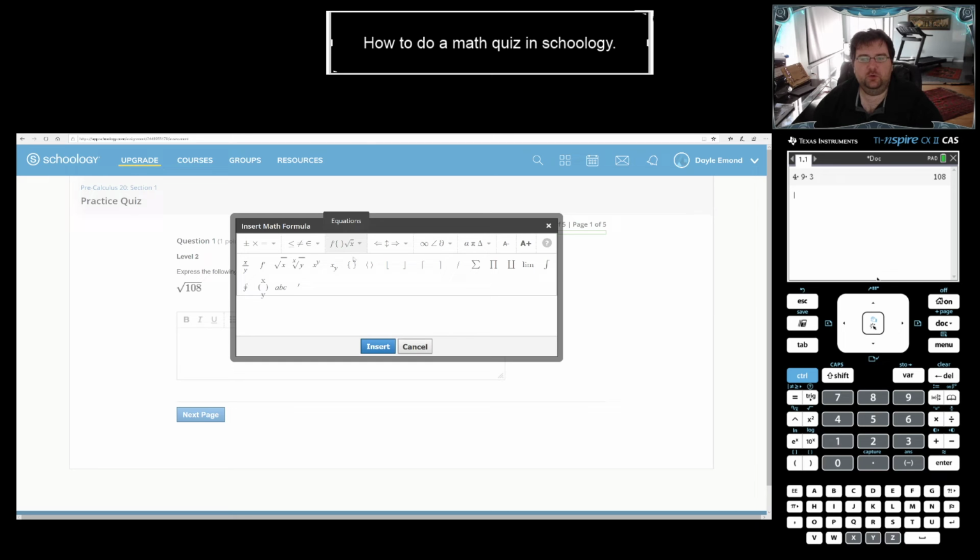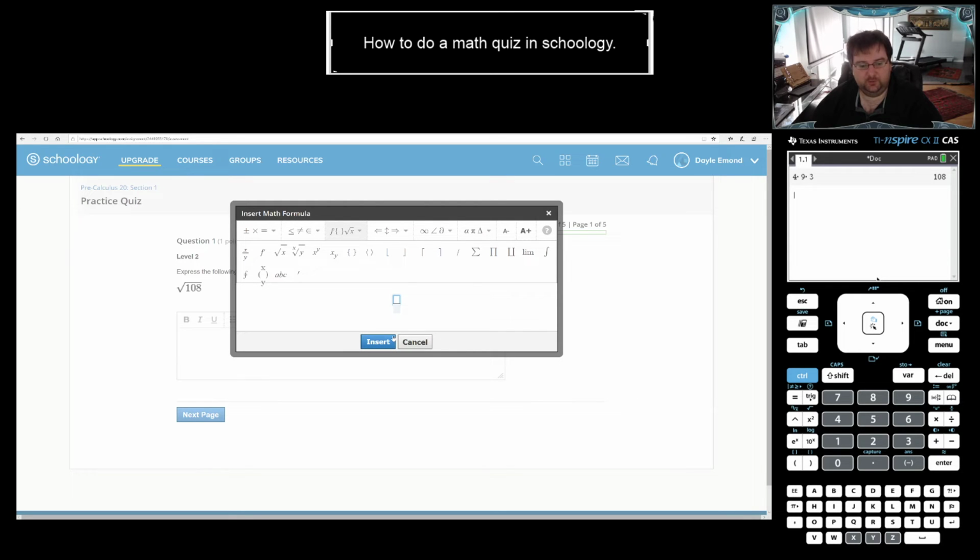108. If you click equations, here's your fraction. Okay, so when you're doing problems that have a fraction, you click this button and there's your numerator and your denominator, right? So you could do 4 cube root.